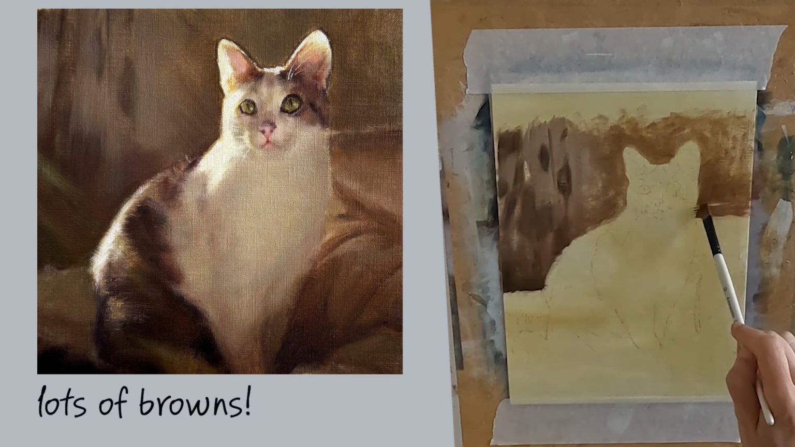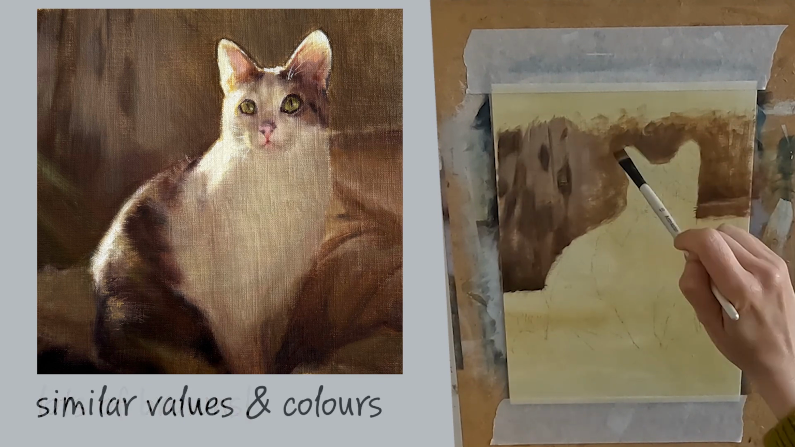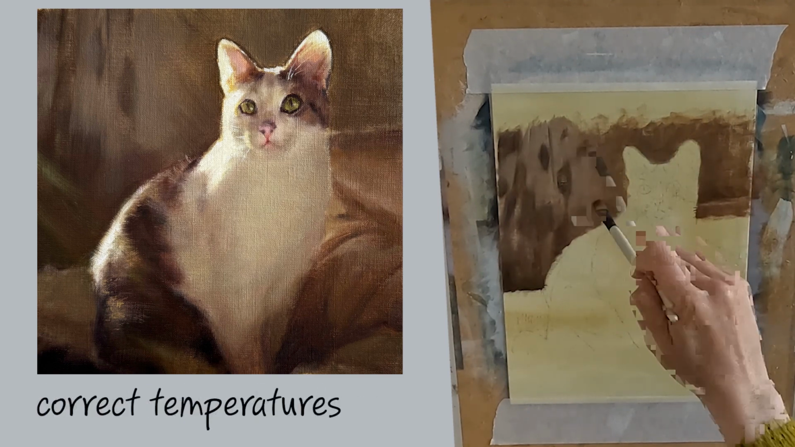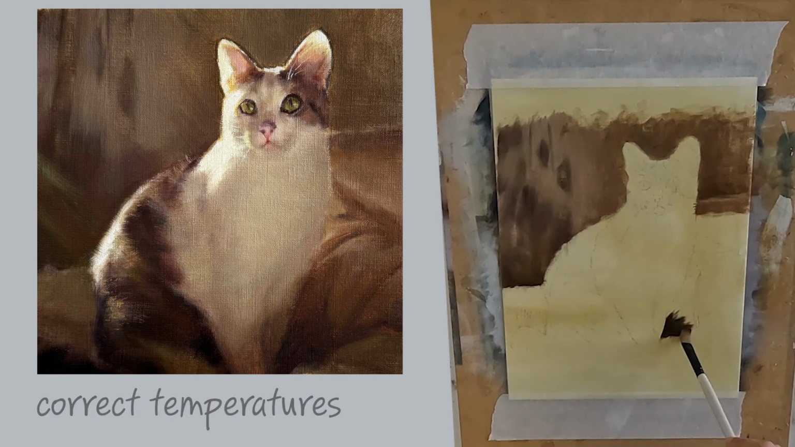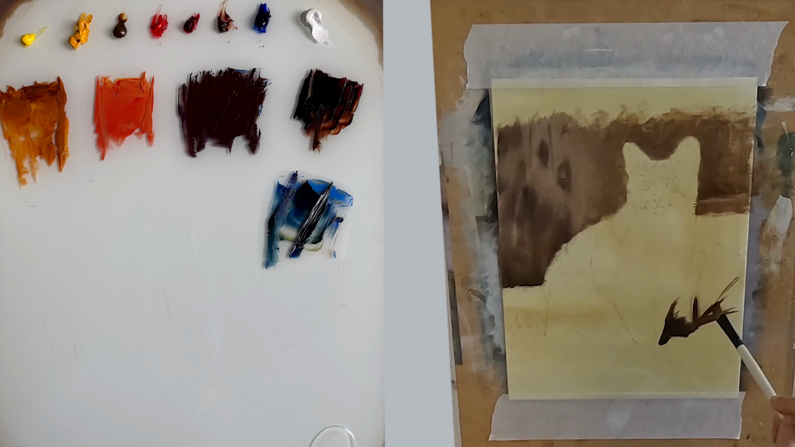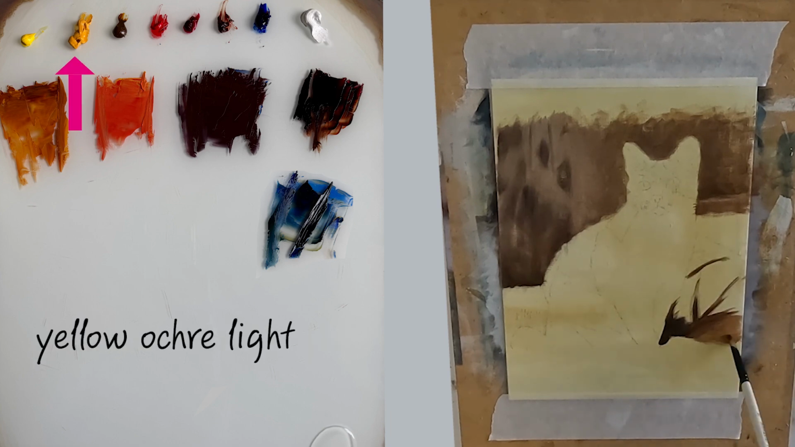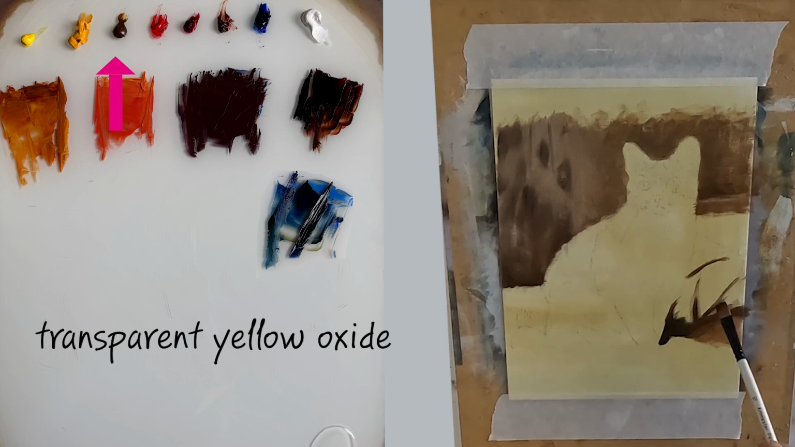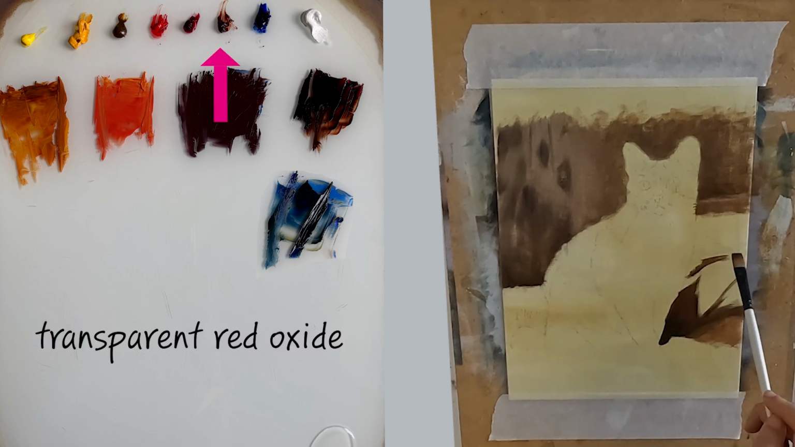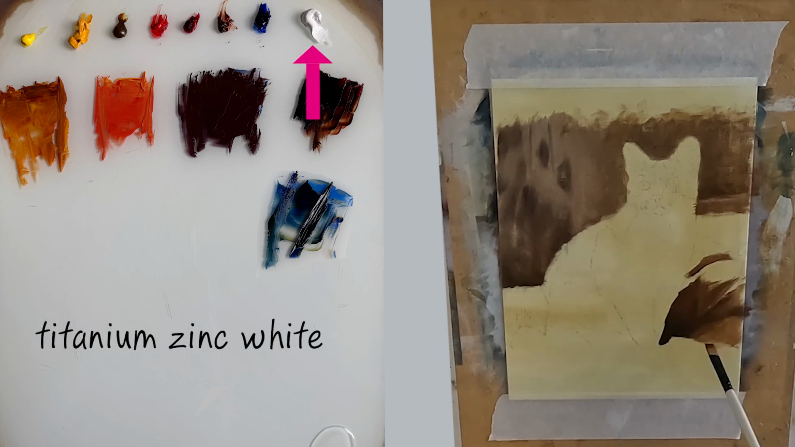The next problem I have is that my colour hues are largely shades of brown, so I have similar values and similar colours. Therefore, getting my temperatures correct is really important. Number 2, correct temperatures. Let's look at my palette. I am using cadmium yellow light, yellow ochre light, transparent yellow oxide, cadmium red, alizarin crimson, transparent red oxide, ultramarine deep, and titanium zinc white.